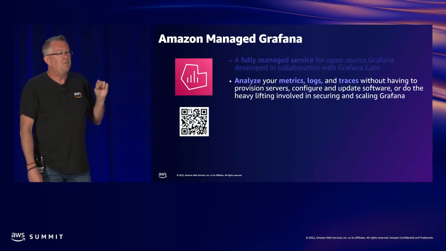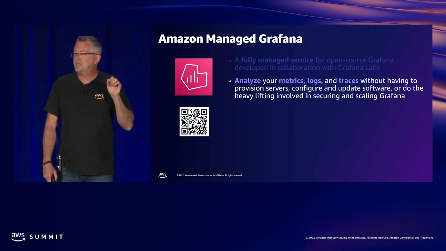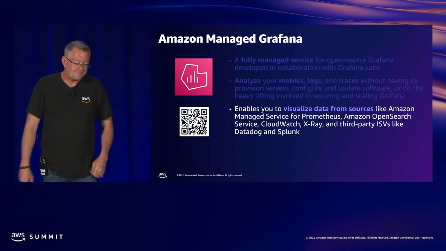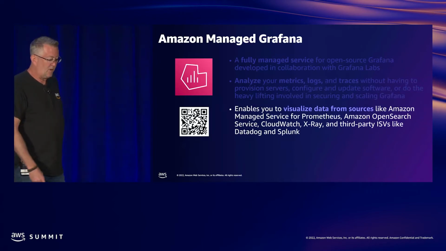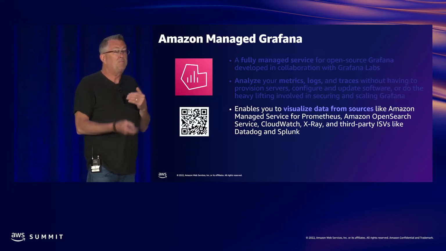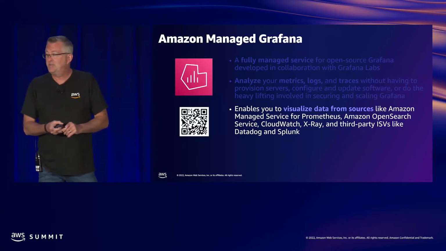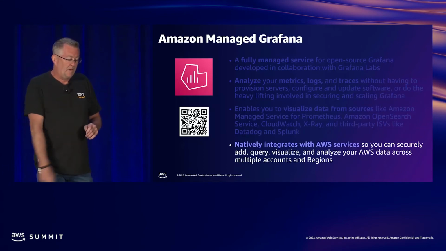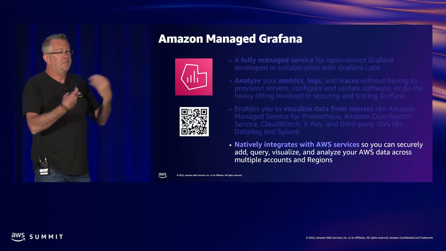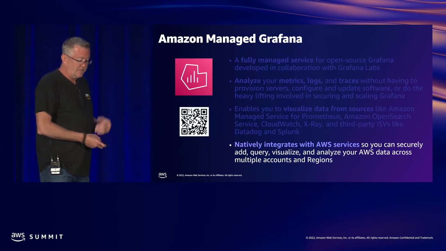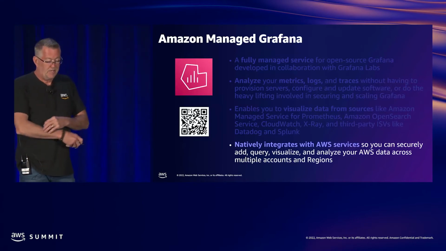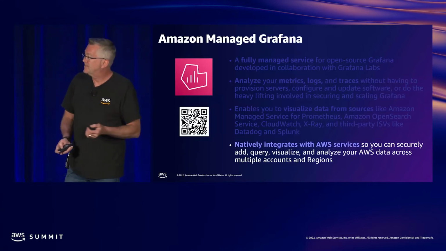And that gives you the capability to analyze your logs, metrics, and traces to fill in that observability solution that you're trying to build. And so you can pull in things from Prometheus, CloudWatch, X-Ray, and even third-party ISVs such as Datadog and Splunk. Now, it does natively integrate with AWS services. And so the console experience gives you the capabilities to add, query, visualize, and analyze AWS data sources across multiple accounts in multiple regions.